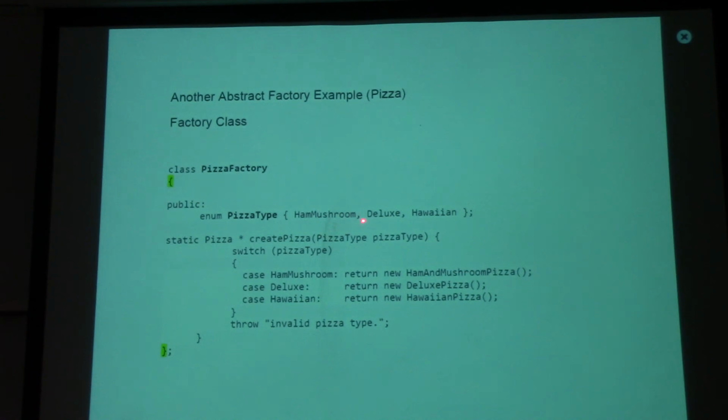How about if I said deluxe equals 3? What's the value of deluxe? 3. If deluxe equals 3, what's Hawaiian equal to? 4. Okay. What if I say mushroom equals 1, deluxe equals 1, Hawaiian equals 1? What's the value of all of them? 1. Is there any purpose of doing that?